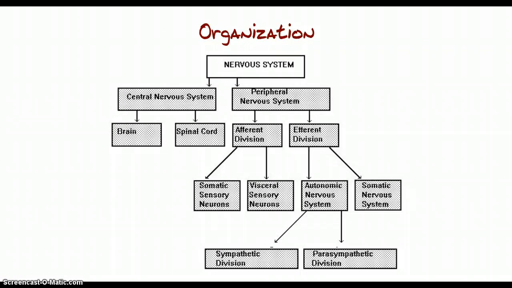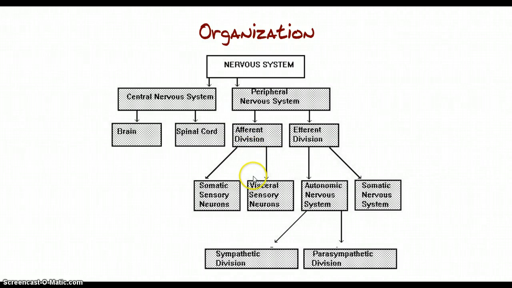So let's talk about the organization of the nervous system. So the nervous system is divided into two parts, the central nervous system and the peripheral nervous system. The central nervous system contains the brain and the spinal cord, and it's abbreviated CNS. And then after that, the peripheral nervous system is abbreviated PNS, and it contains the sensory afferent division. Afferent means it's sending signals towards the brain, and the motor efferent division. Efferent means it's sending signals outside the brain. I think of SAD-MED to memorize that.